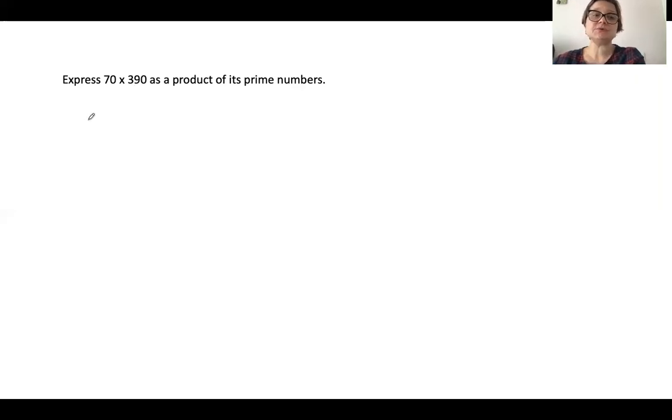How you can do this one, you can do the prime factors of each of the numbers separately. So do the 70 on one side and do 390 on the other side. Again, 70 is in the 2 times table, because it's an even number, so it is a multiplication of 2 and 35. Circle the 2. 35 is a multiplication of 5 and 7.